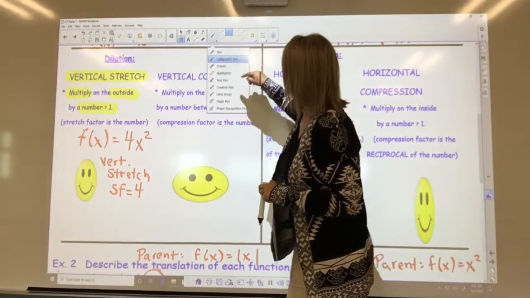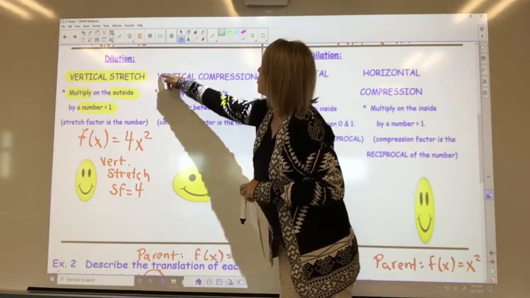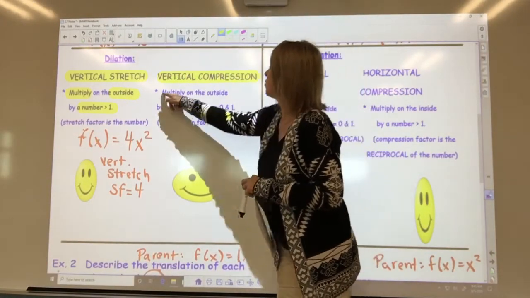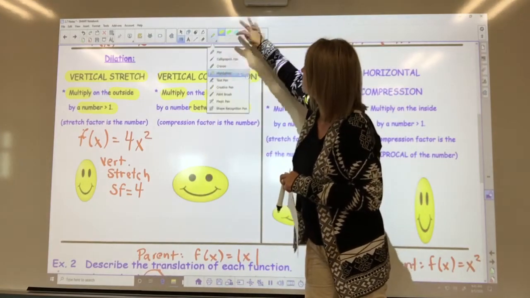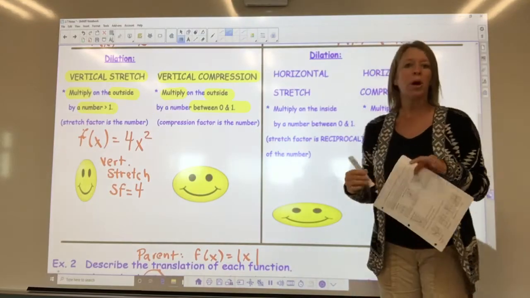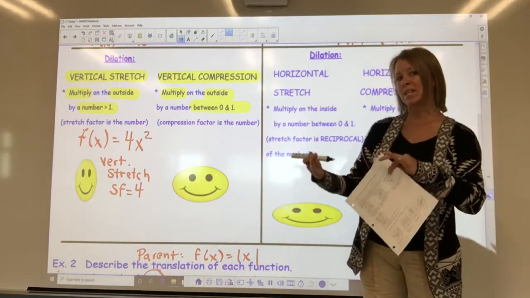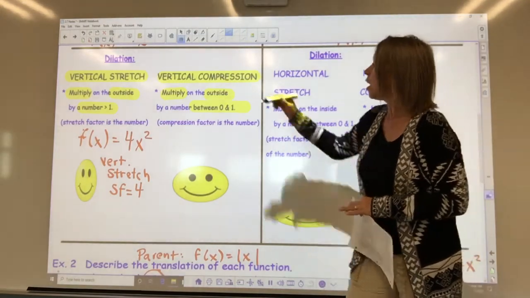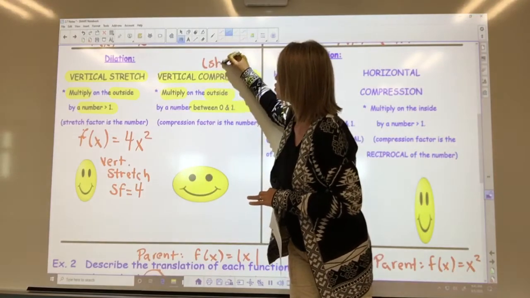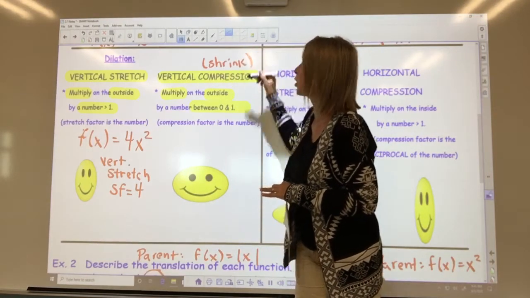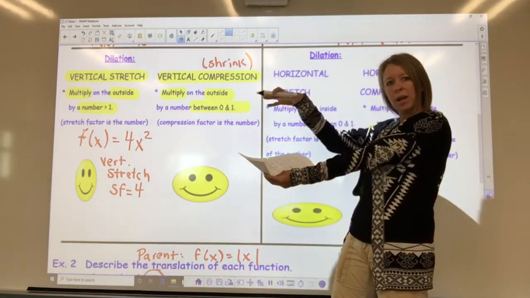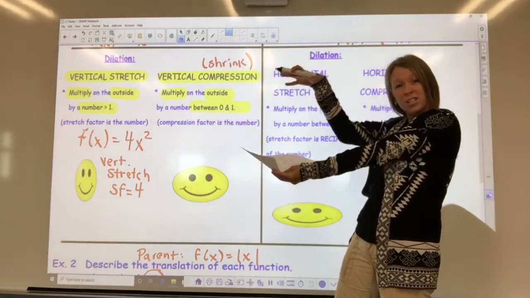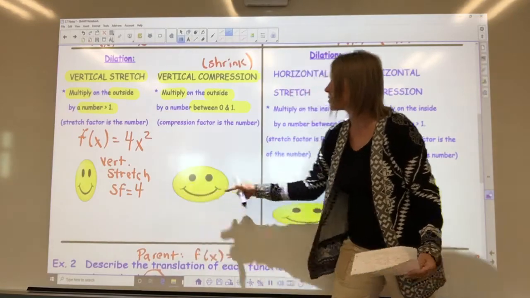Okay? When it comes to vertical compressions, this is when you're multiplying on the outside, but you're multiplying on the outside by a number, like a fraction that's between 0 and 1. Also, another word for compression is shrink. It would be okay to call these vertical shrinks. Okay, this is like coming at the graph vertically, but you're compressing it and smashing it down. It has this effect.